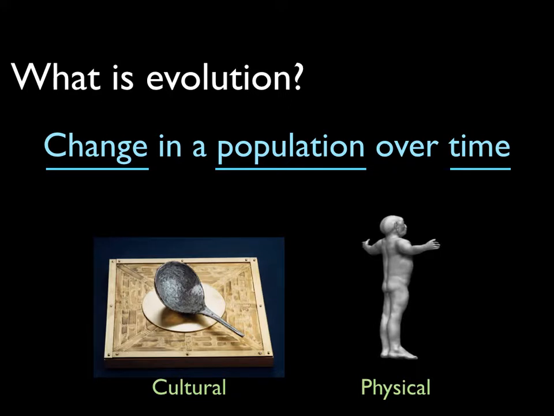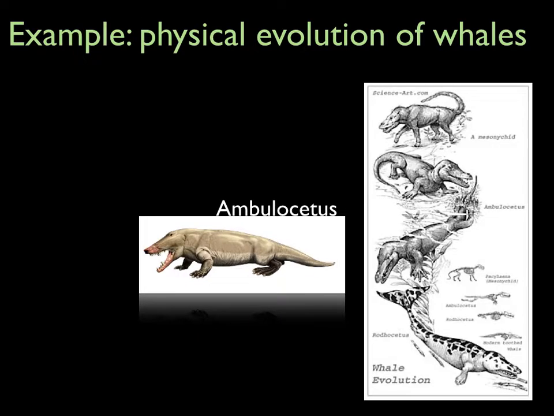But of course we also can see evolution occurring in physical populations as well. And one example of this is the evolution of whales. So this is Ambulocetus. Ambulocetus is the ancestor, or one of the ancestors of modern whales, who evolved from a quadrupedal mammal and who now live full-time in the water. And we definitely can see a change in the population of whales going back, let's say, to Ambulocetus, who at least spent some time in the water. If you compare the population of Ambulocetus to the population of whales today, we see quite a few differences.